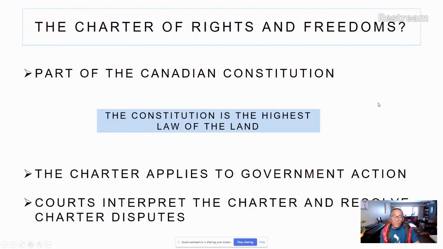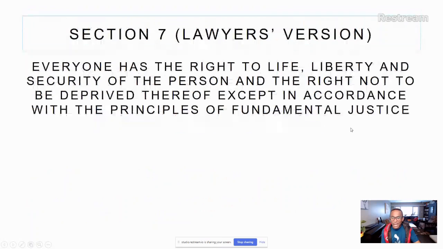Now, it is the job of the courts to interpret the Charter and to resolve Charter disputes. I'm sure you already know this. If you feel that the government has violated your Charter rights, the place to go to is the court. Right? Get into the court system to try and get some relief for that violation. So this is my intro to the Charter of Rights and Freedoms. I just want you to know where it's situated, and because it's part of the supreme law of the land, of the most important law in the land, it means that it's also a very important set of rules which governments have to comply with in Canada.